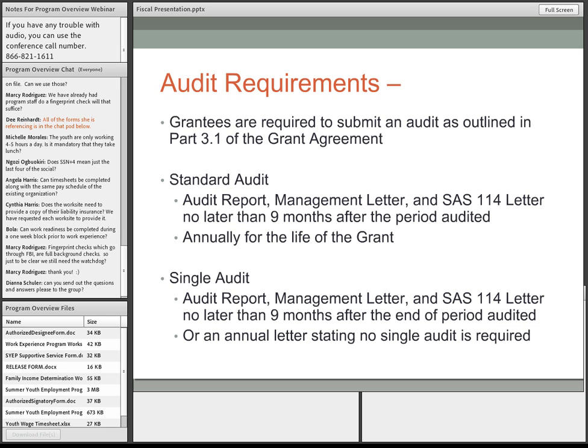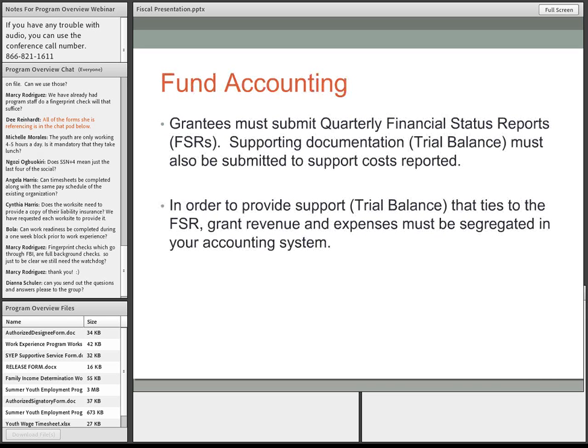Most of you are probably not subject to the single audit requirements for federal funding. However, you will know it if you are. If you expend more than $500,000 in federal funds in a year, then you are subject to that. And those of you who do probably are aware of those requirements and that you have to have that.